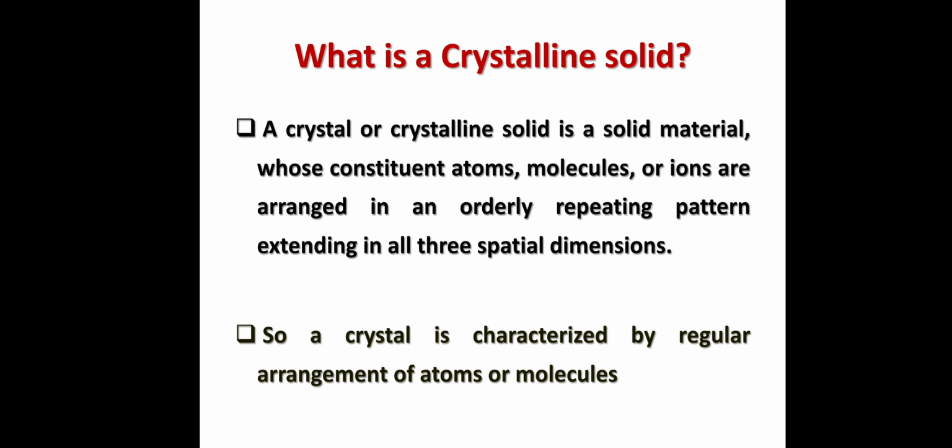Right. So what is a crystalline solid? That is the first category of solid. A crystal or a crystalline solid is a solid material whose constituent atoms, molecules or ions are arranged in an orderly repeating pattern extending in all three spatial dimensions, that is along x, y and z directions. So a crystal is characterized by a regular arrangement of atoms or molecules.